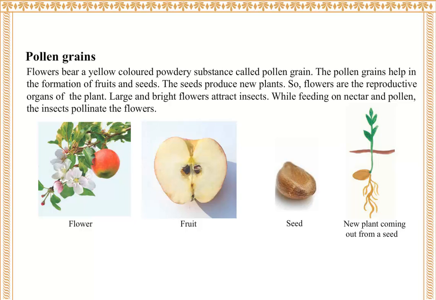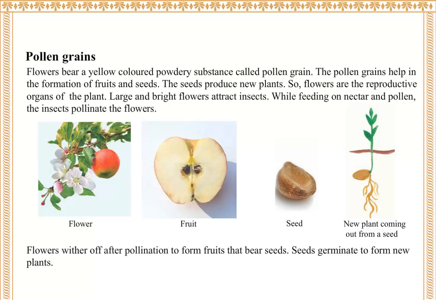Large and bright flowers attract insects. While feeding on nectar and pollen, the insects pollinate the flowers. Flower, fruit, seed, new plant coming out from a seed. Flowers wither off after pollination to form fruits that bear seeds. Seeds germinate to form new plants.